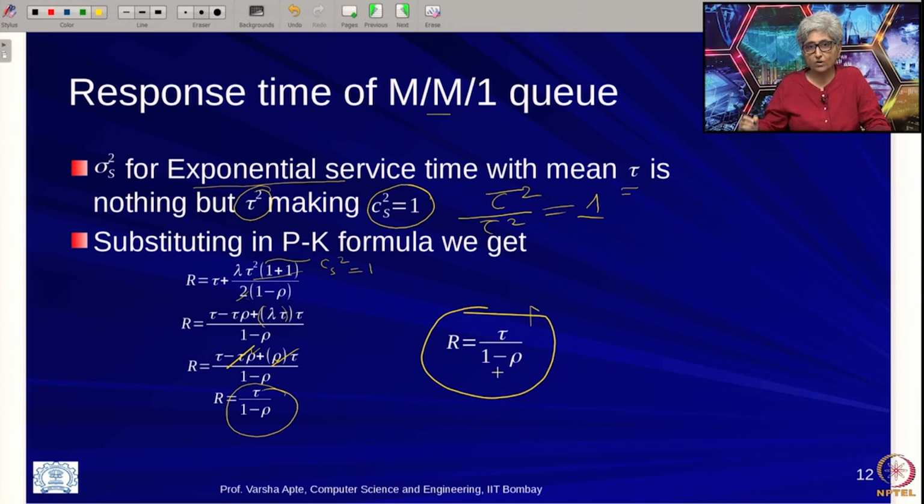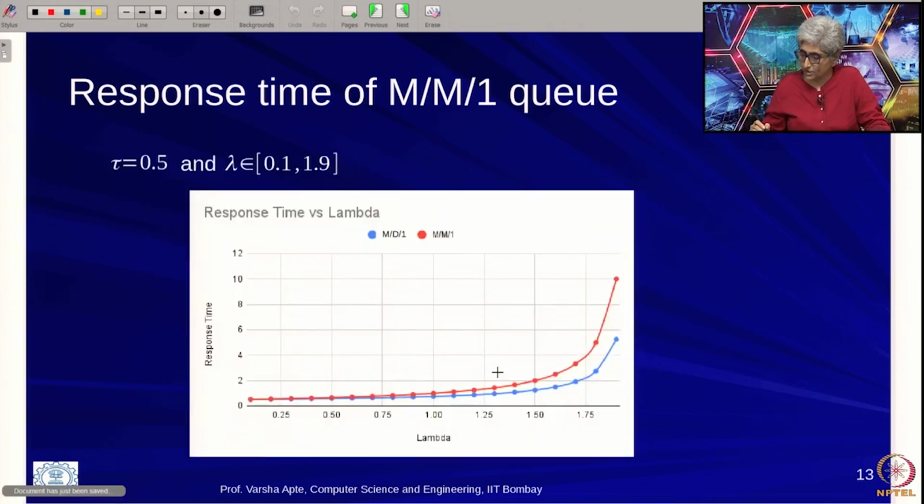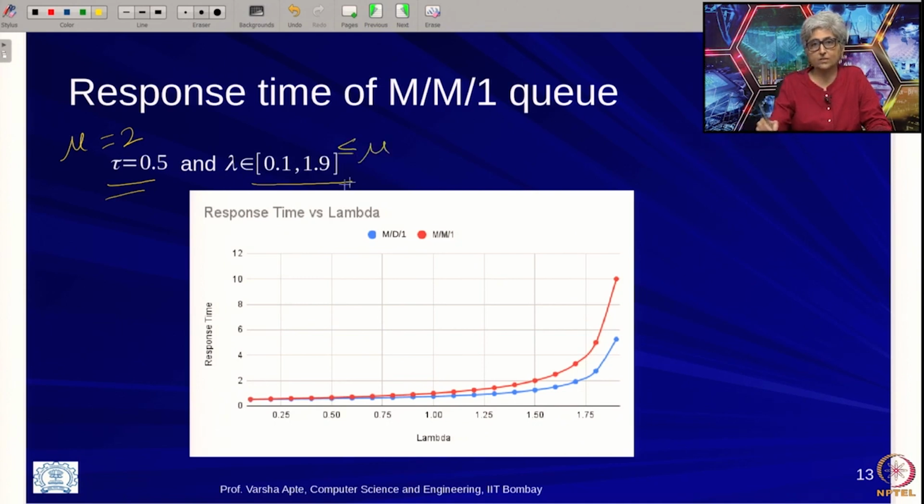Again, this is the one that captures the non-linearity, and let us look at the graph. So, this is a graph again for tau equal to 0.5, and this gives us actually mu as 2, right. For mu equal to 2 we have taken lambda varying from a low lambda of 0.1 to 1.9; it still has to be less than mu. So, we have just taken it to some high value less than mu, and this shows the comparison of MM1 versus MD1. You can clearly see that this is the graph corresponding to Cs squared equal to 1 and this is the graph corresponding to Cs squared equal to 0. So, obviously this graph is lesser than this.